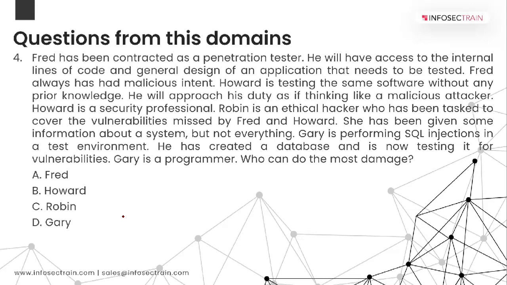Robin is an ethical hacker who has been tasked to cover the vulnerabilities missed by Fred and Howard. She has been given some information about the system, but not everything. Gary is performing SQL injection in the test environment. He has created a database and is now testing it for vulnerabilities. Gary is a programmer who can do the most damage. Your time starts now.